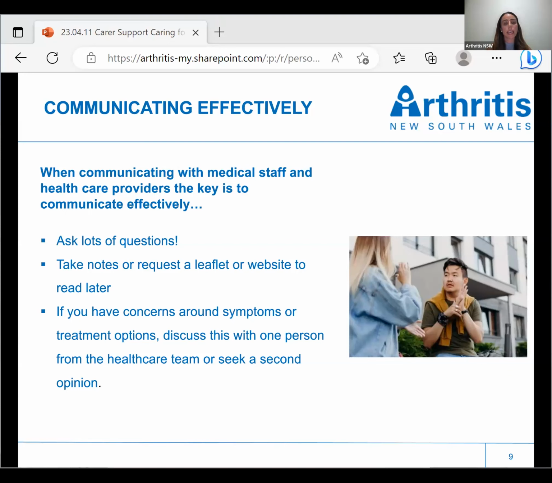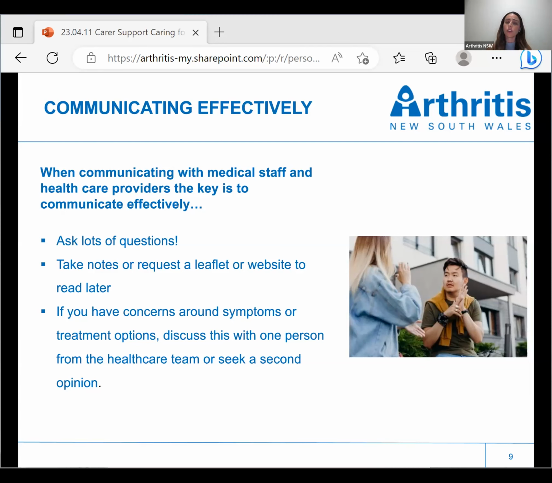And so if you're attending the appointments or you're picking up the prescriptions, don't be afraid to ask a lot of questions, whether it's about what treatment options are available, what are the possible side effects, what do I need to look out for. You are encouraged to ask the healthcare professionals that are involved in their treatment about their roles, inquire about the different treatment options available, what's being recommended, and their efficacy. If you need to, don't be afraid to take lots of notes or even request a leaflet or a website to refer to later on.